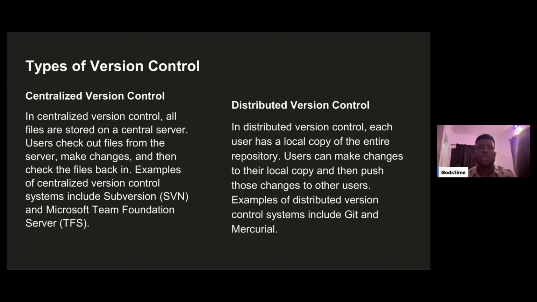Now, distributed version control. Here, each user has a local copy of the entire repository. For example, GitHub is a type of distributed version control. When you're using GitHub, that's a common example we all understand, and there is some code, you can clone that code to your own local system. When you clone that code to your local system, you have your own copy.